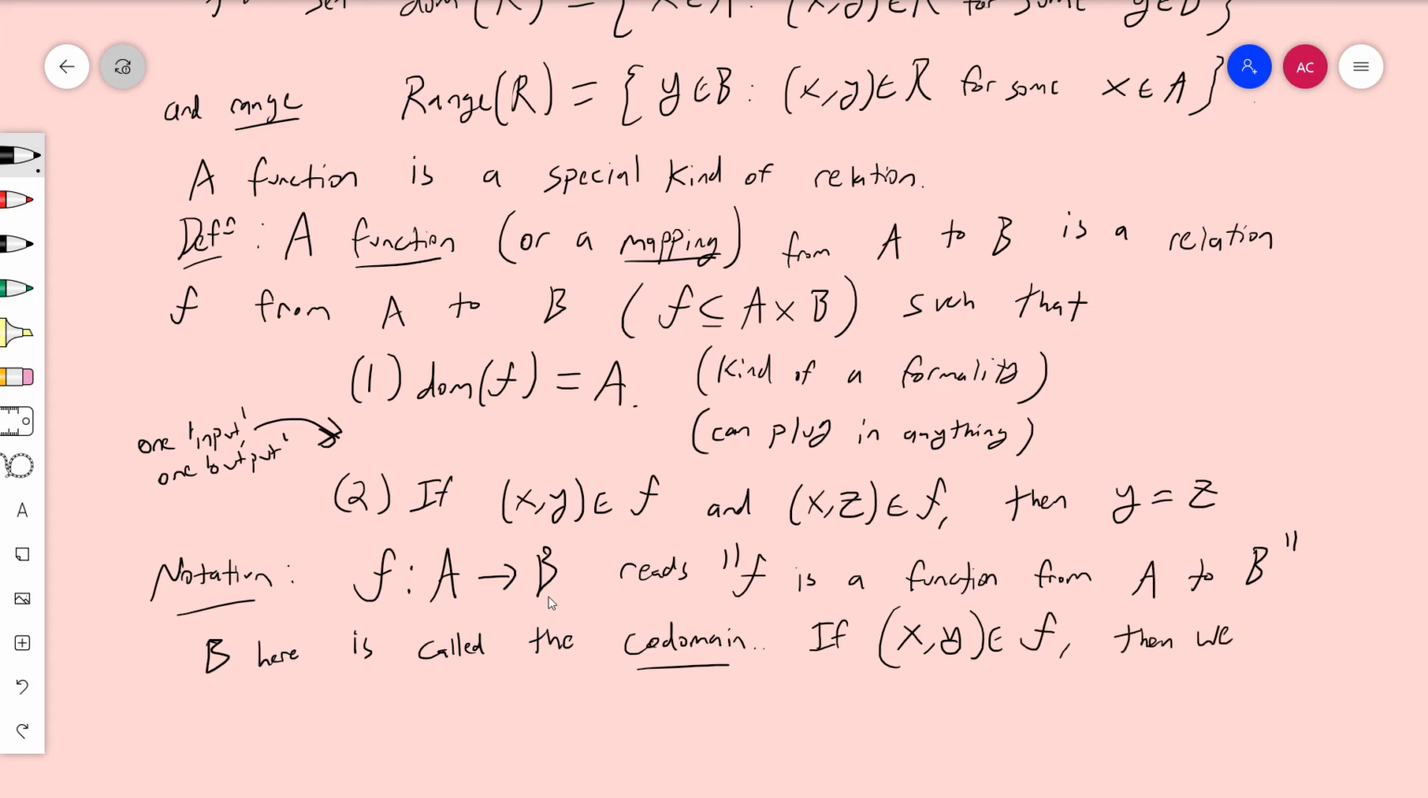We write f of x equals y. Right, this is what you write instead. But this is the same.